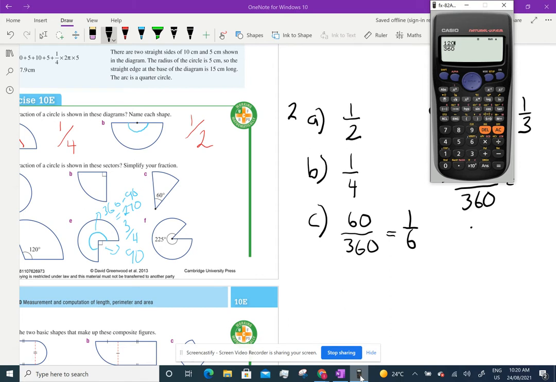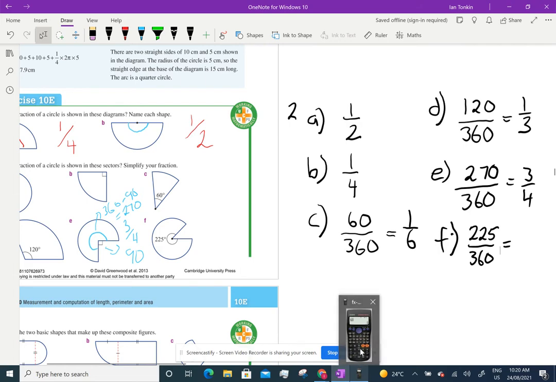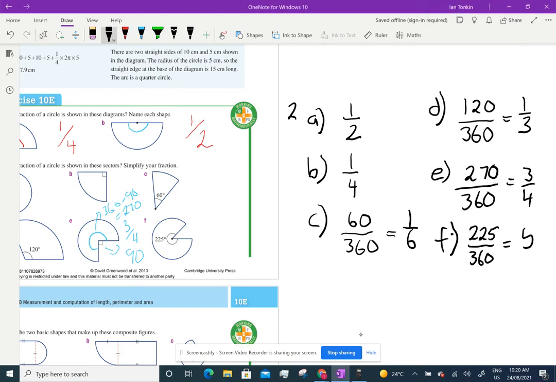So I go back here, 270, 3/4. Now the last one. You see if you can do the last one before I do it. So pause the video. And it's 225 over 360. And you go back to your calculator and put that in. Five eighths. So that's all pretty easy.